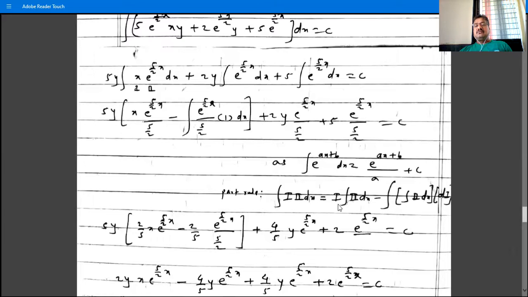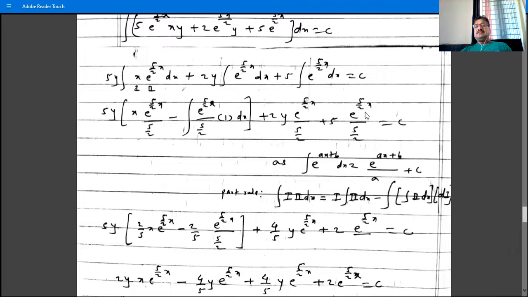So this is the by parts rule. So what is the by parts rule? Integration of first into second is first times integration of second minus integration of second into derivative of first. So plus 2y e raised to 5 by 2x integration is this.